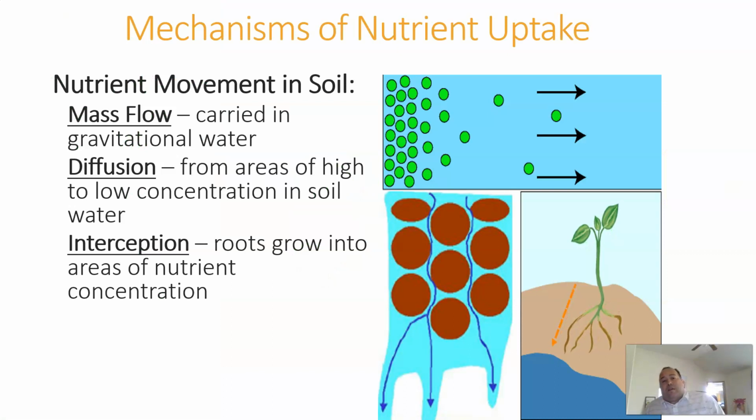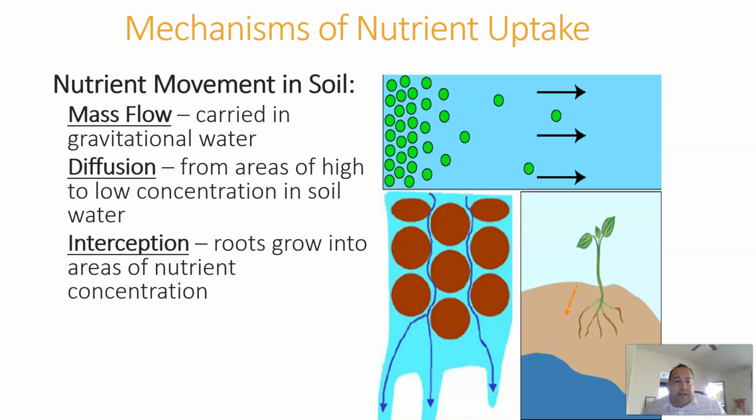And so there's a couple different ways the plants are going to get nutrients. One of the ways is mass flow, so carried in gravitational water. So that is on our bottom left there. The idea that as the water works its way down through the soil through the force of gravity, that the nutrients can be moved from place to place that way.